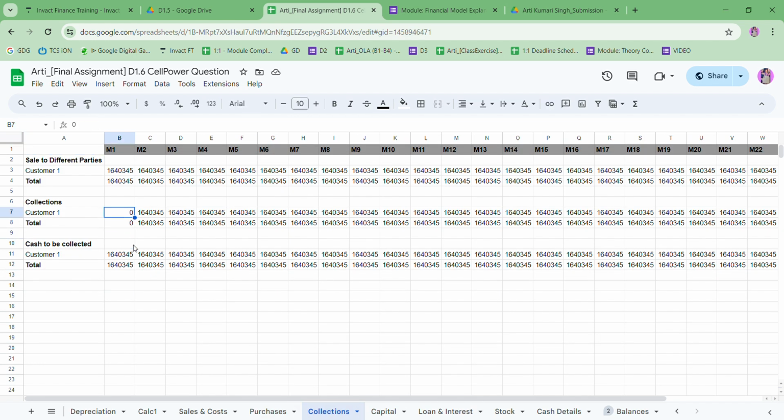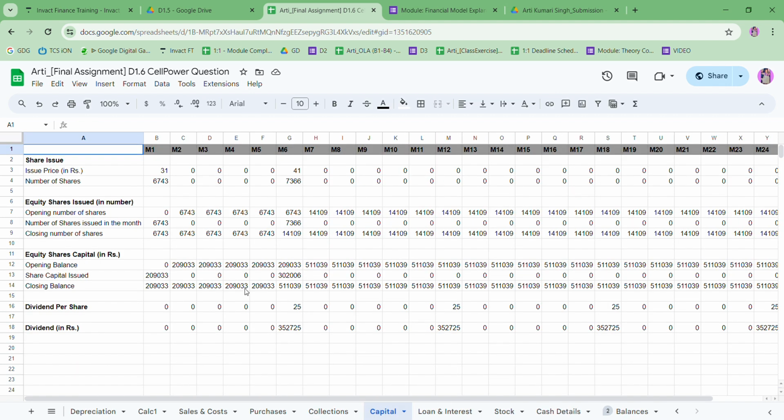Collections can be calculated. You can see that sales to different parties has been shown from the reference to the sales and cost, and collections, which is done after 1 month, and cash to be collected has been calculated by deducting collections from sales to different parties.